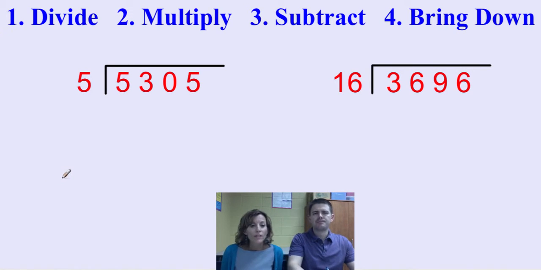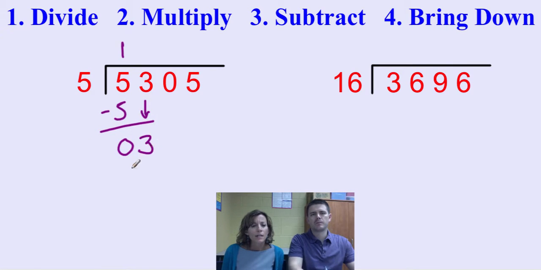Okay. 5,305 divided by 5. How many times does 5 go into 5? 1. 1 times 5 is 5. Subtract, which is 0, bring down the 3. How many times does 5 go into 3? Well, in this case, 5 can't go into 3. There's not enough in that group. So we're going to put a 0 directly above that 3. So don't just say none, say it goes in 0 times.